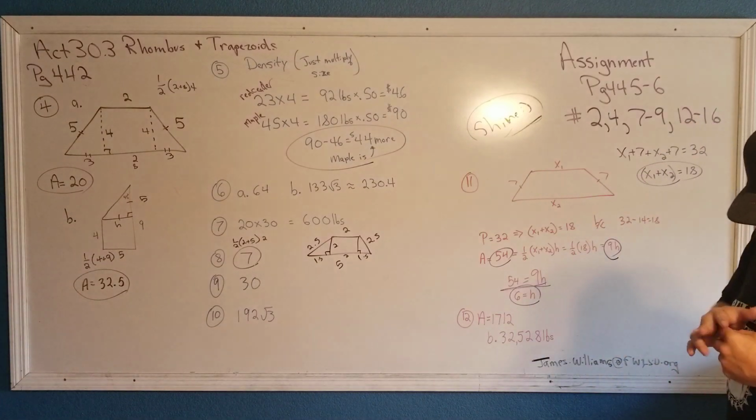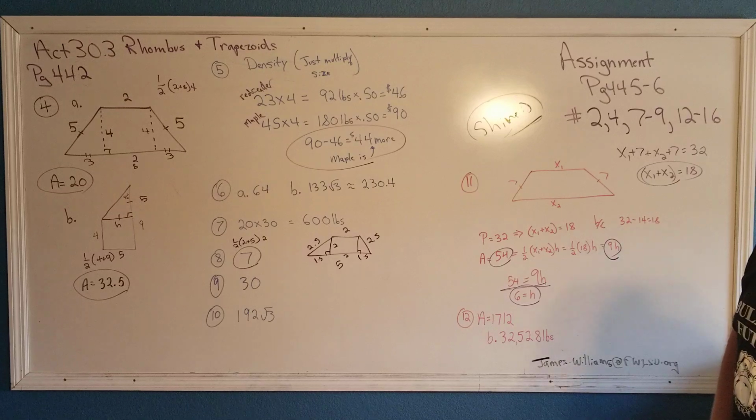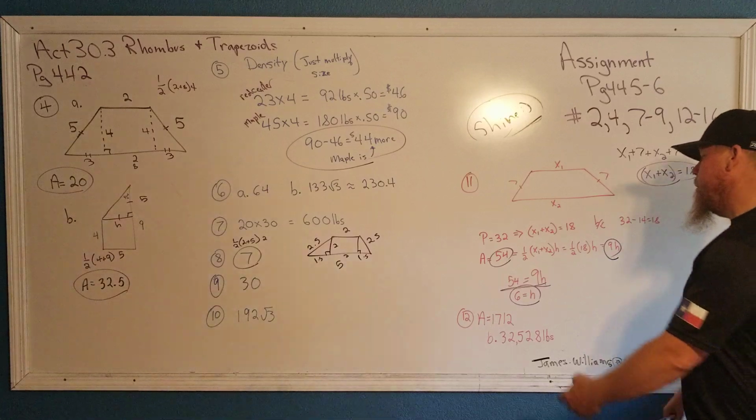Number 12 is pretty straightforward. It's just some big numbers. So you're going to do composite figures. You've got a trapezoid, you've got a parallelogram, you've got a rectangle. Trapezoid, I got 472 for the area there. The parallelogram I got 288. And then the rectangle, I got 952. All that added together gets you 1712.